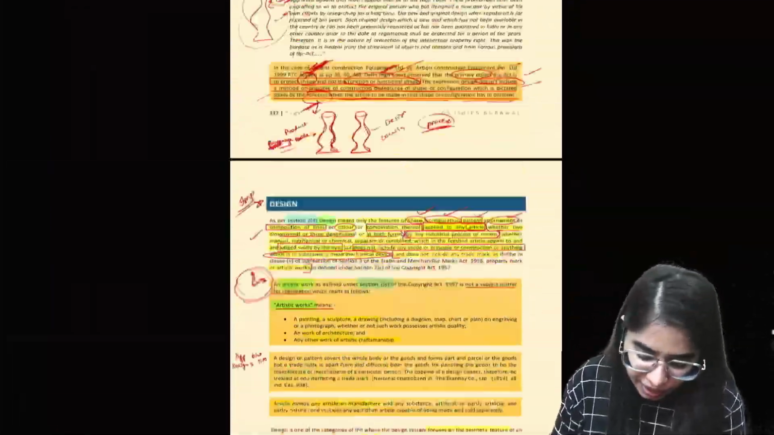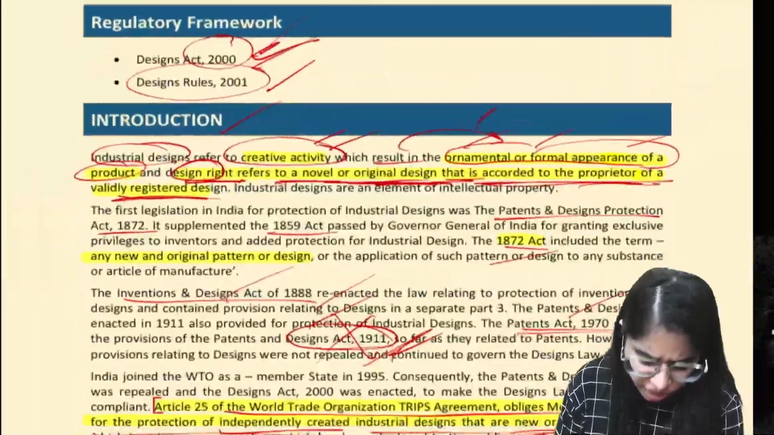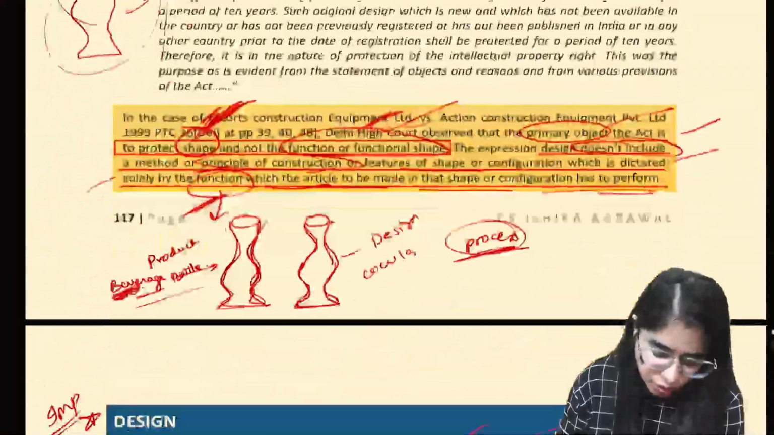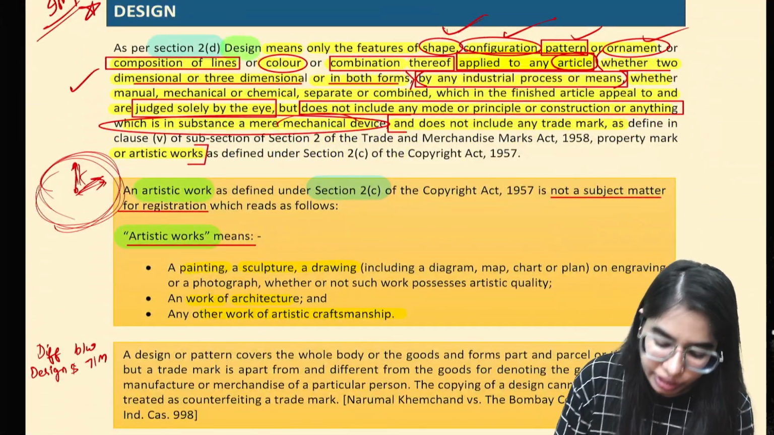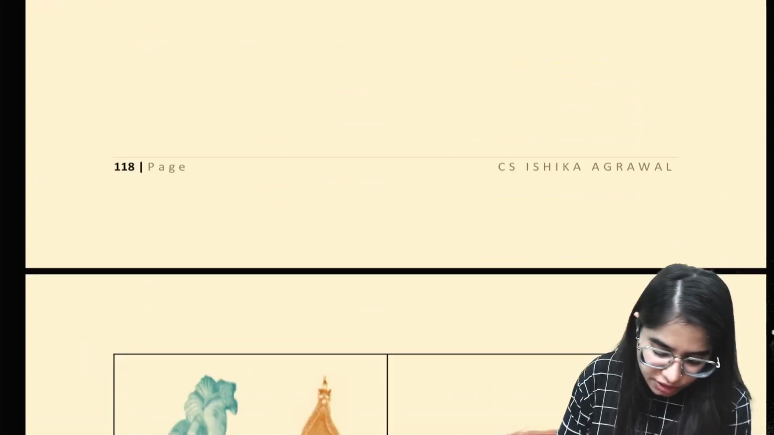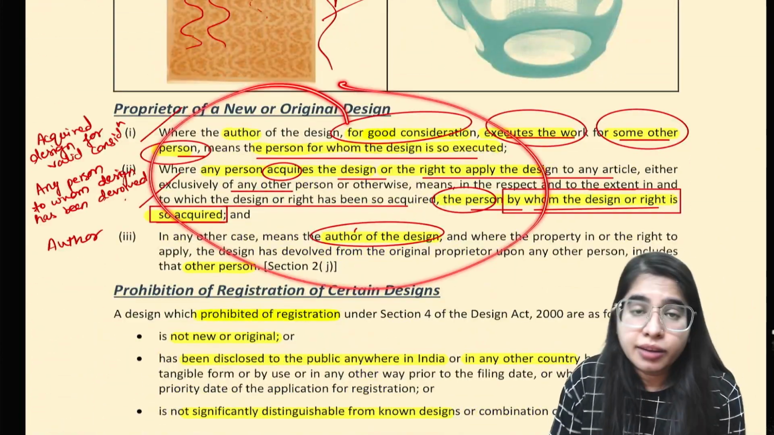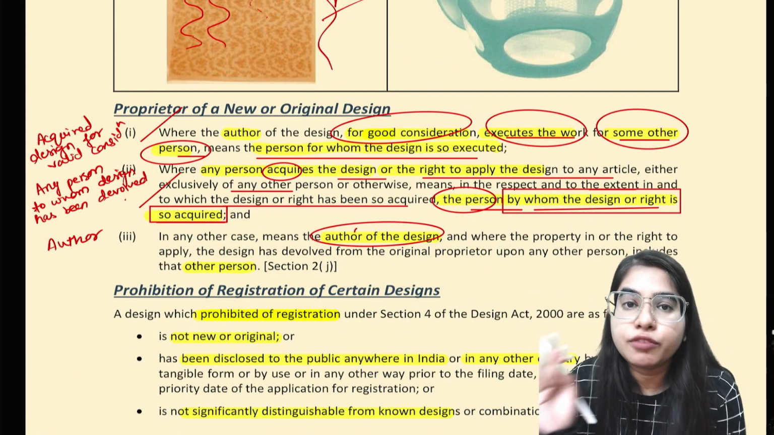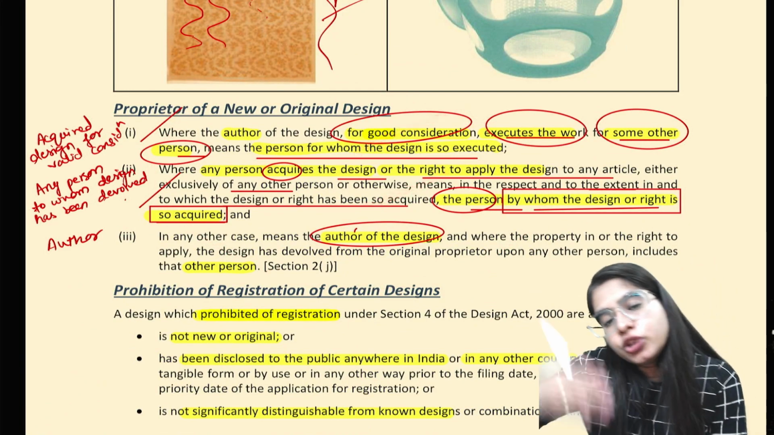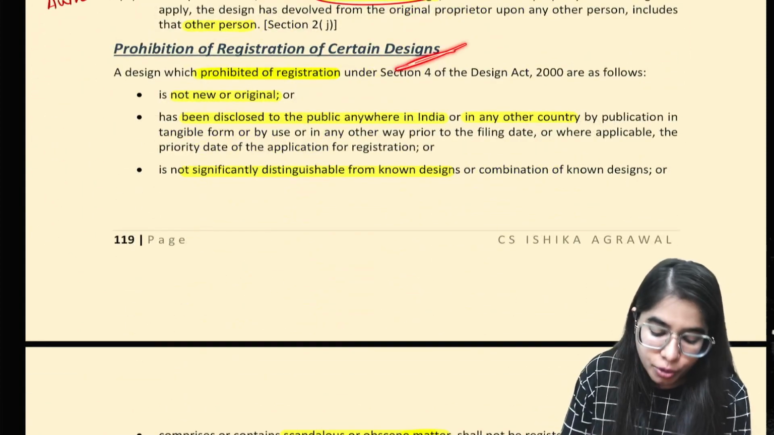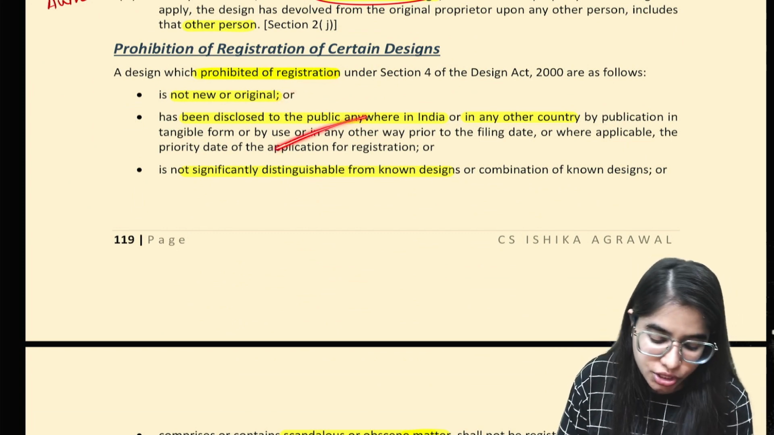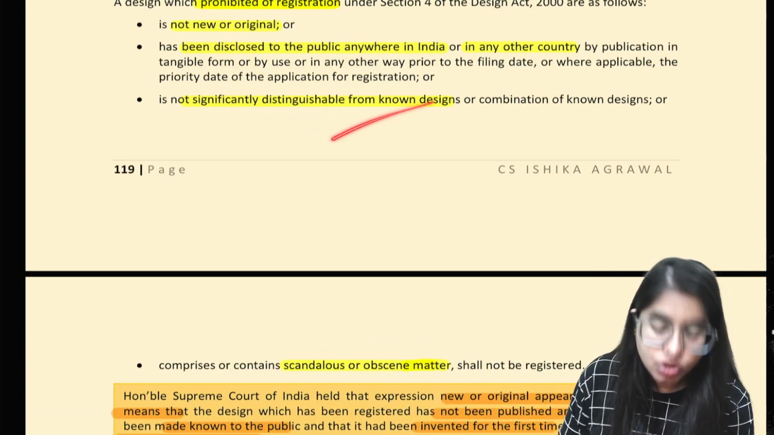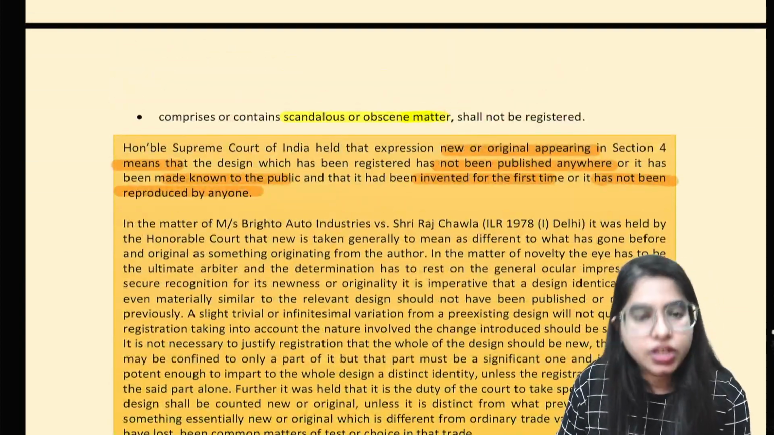I'll just quickly show you what we have studied in this chapter. First we studied some introduction, which is not relevant from the examination point of view. We did the purpose of the design law, one liner. Definition of design is very important, that we studied. After that, proprietor of design: number 1 the author, number 2 the person for whom you are making it for consideration, and number 3 the person to whom it is transferred or assigned. Prohibition: 4 types of design cannot be registered, which is not new or original, which is already disclosed to the public, which is not distinguishable, and which is obscene or scandalous.